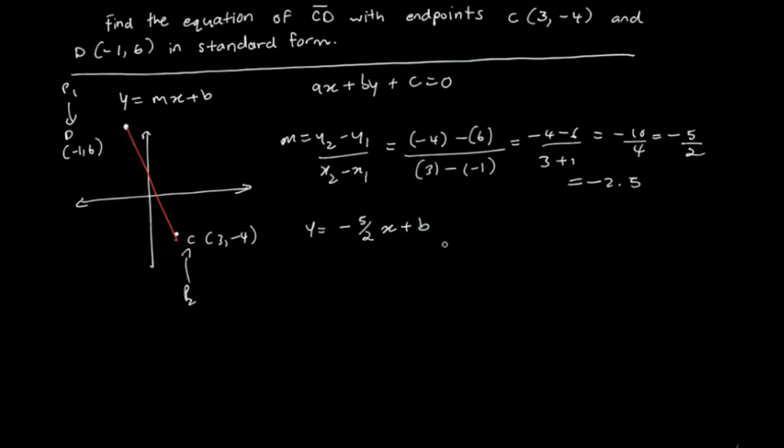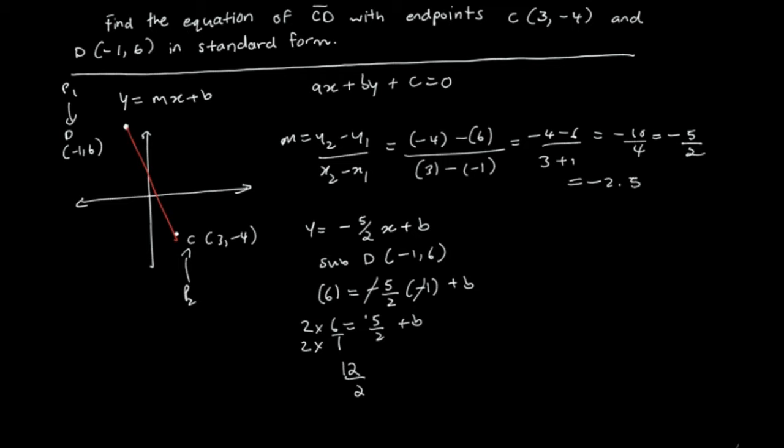Now we have y equals -5 over 2 x plus b. To solve for b, I'm going to substitute a point, the point D, (-1, 6), because any point that lies on a line will satisfy the equation of the line. When I do that, I get 6 equals -5 over 2 times -1, plus b, and 6 equals 5 over 2 plus b, since the negatives cancel out. I make a common denominator, so you get 12 over 2. I move the 5 over 2 to the other side to isolate b, so b equals 7 over 2. So the equation looks like y equals -5 over 2 x plus 7 over 2.